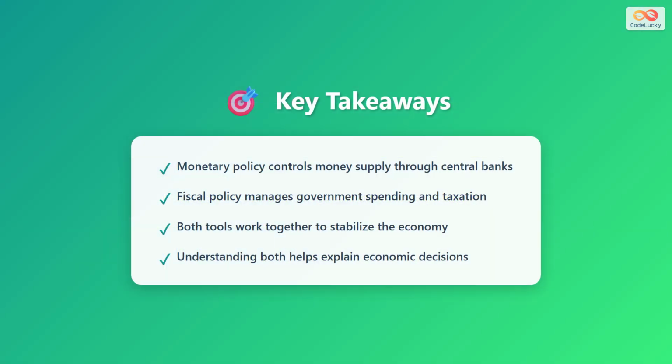Let's recap the key points. Monetary policy controls the money supply and is managed by independent central banks through tools like interest rates and reserve requirements. Fiscal policy manages government spending and taxation and is controlled by elected governments and legislatures. Both of these tools work together in a coordinated manner to stabilize the economy, addressing issues like inflation, unemployment, and economic growth. Understanding both monetary and fiscal policy helps explain the economic decisions made by policymakers and how these decisions affect everyday life. Thank you for watching, and I hope this clarifies the important distinction between these two essential economic tools.